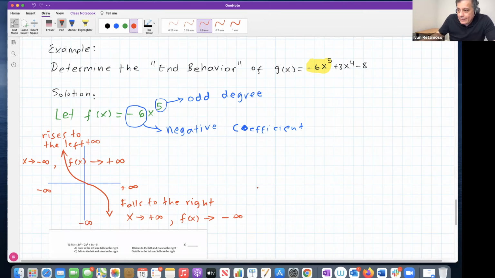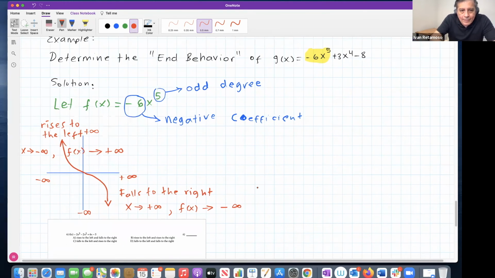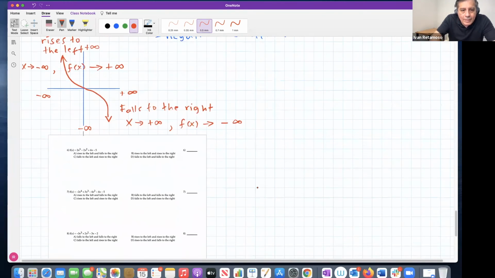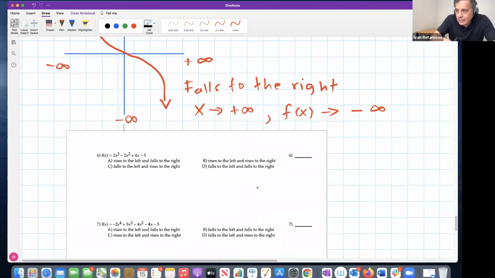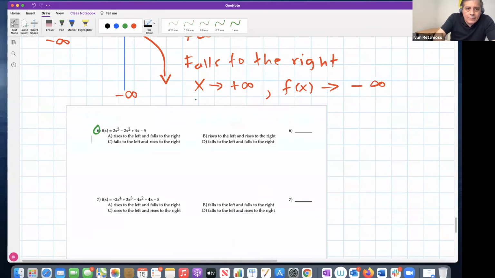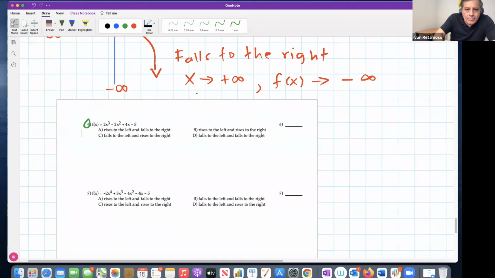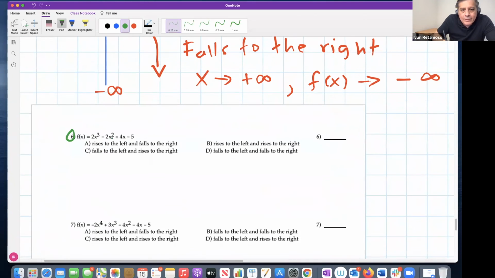Now, something for you to practice on. I want you to find the end behavior of these functions. I'm going to do the first one, and I'm going to let you do the second and the third, so you can see that it's not really difficult. Suppose there is this function, f of x equals 2x to the third power minus 2x squared plus 4x minus 5.